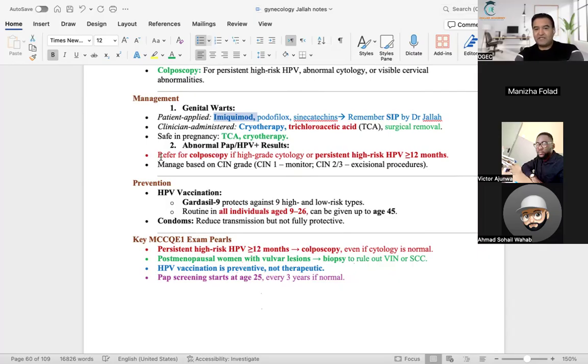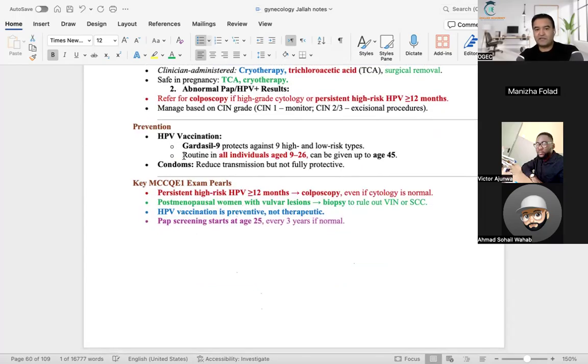Abnormal PAP or HPV positive result: referred for colposcopy if high-grade cytology or persistent high-risk HPV. So again, let me revise what I said. If you have an HPV positive, but cytology is negative, you just have to wait for 12 months. Repeat the HPV after 12 months. If the HPV is negative, you're good, then you have to keep on doing the HPV every 5 years. But if the HPV is positive, then you have to do colposcopy. Or if the HPV is positive and also the pap smear is positive, then you have to do the colposcopy. Okay?